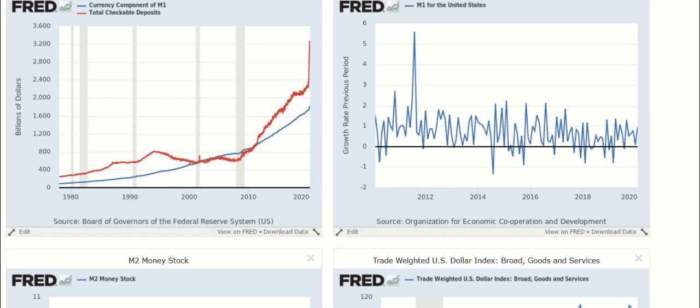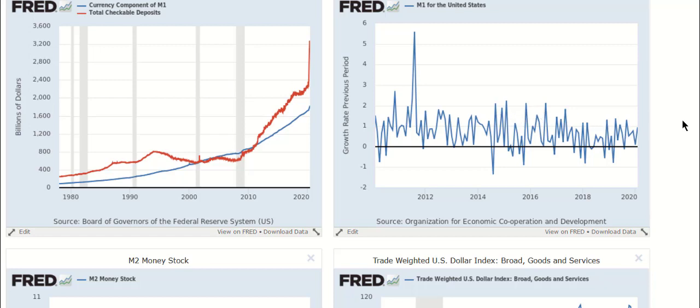Let's see, here we have M1, another measure of money supply. So here's checking accounts. See this total checkable deposits here? Look at it skyrocketing. That's the money getting pumped into the economy by the Fed. Here's the M1 component, I should say, the currency component of M1. So M1 money supply is made up of currency that's in your pocketbook and in cash registers, plus checking deposits. And so this M1, the blue line, is just currency that's in people's pockets, and the total checking deposits is in red. That's what's sitting in a bank.